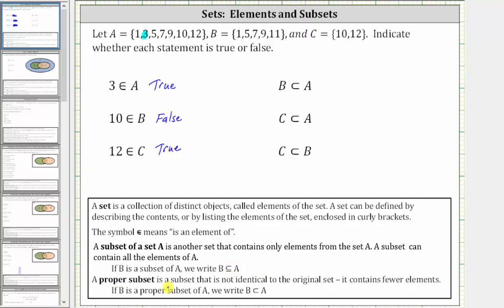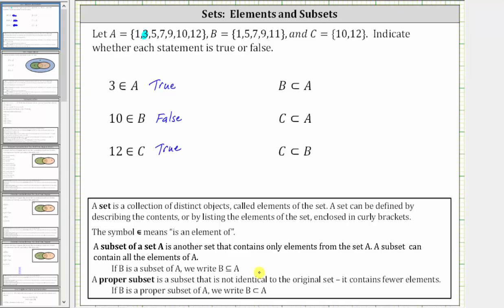A proper subset is a subset that is not identical to the original set that contains fewer elements. So if B is a proper subset of A, we write this notation here, which again reads B is a proper subset of A, which means B is a subset of A, but the two sets cannot be identical or coincide.